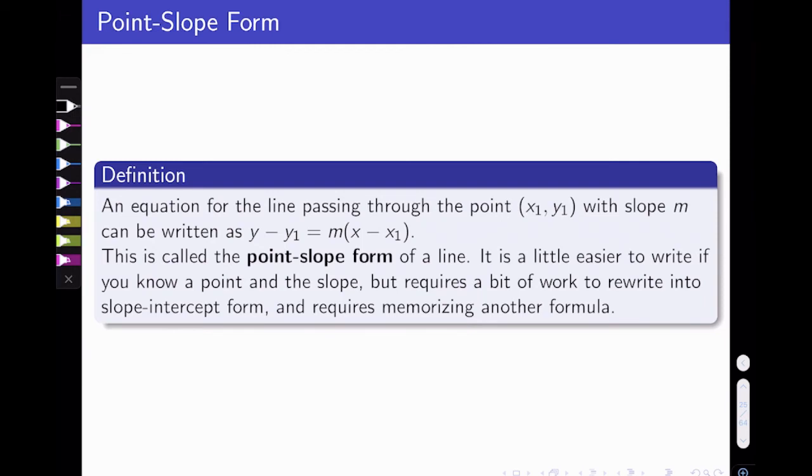Another form to write the equation is the point slope form. Oftentimes this is easier to use if we don't know the initial value. An equation for the line passing through the point x1, y1 that has a slope m can be written as y minus y1 equals m times the quantity x minus x1. This is known as point slope form. It's a little easier to write if you know a point and the slope, but it requires a bit of work to rewrite into slope intercept form and requires memorizing another formula. And so if you do have 2 points where one of them is not the y-intercept, this would be the most ideal form to use to find the equation of the line.